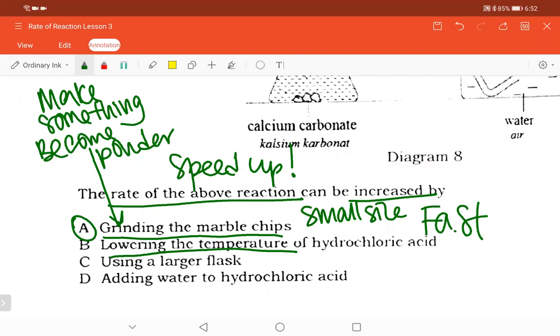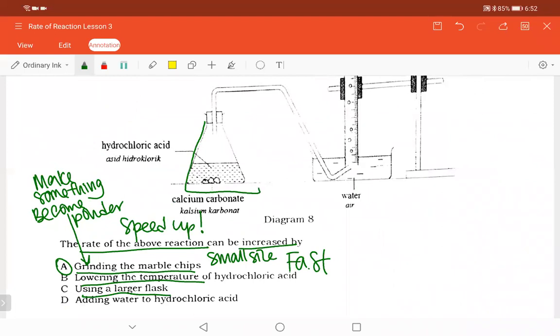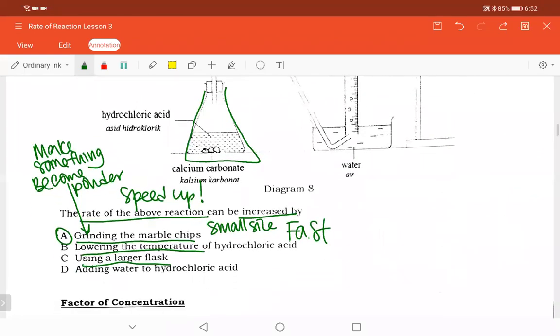C, use a larger flask. No matter whether you use a large or small flask, a big container or small container, it doesn't affect the rate of reaction. So no. D, add water to acid. Now this is very, very interesting.